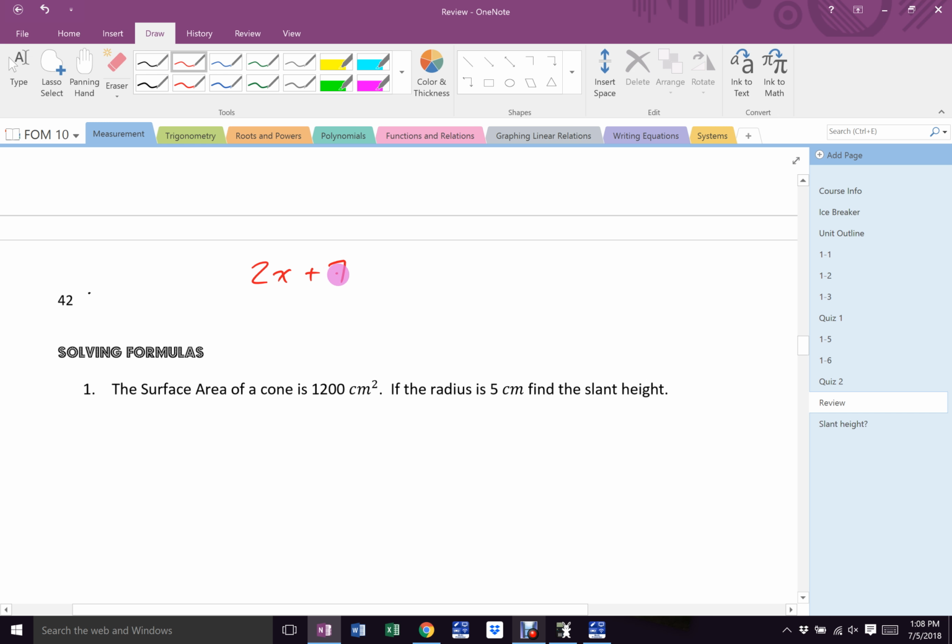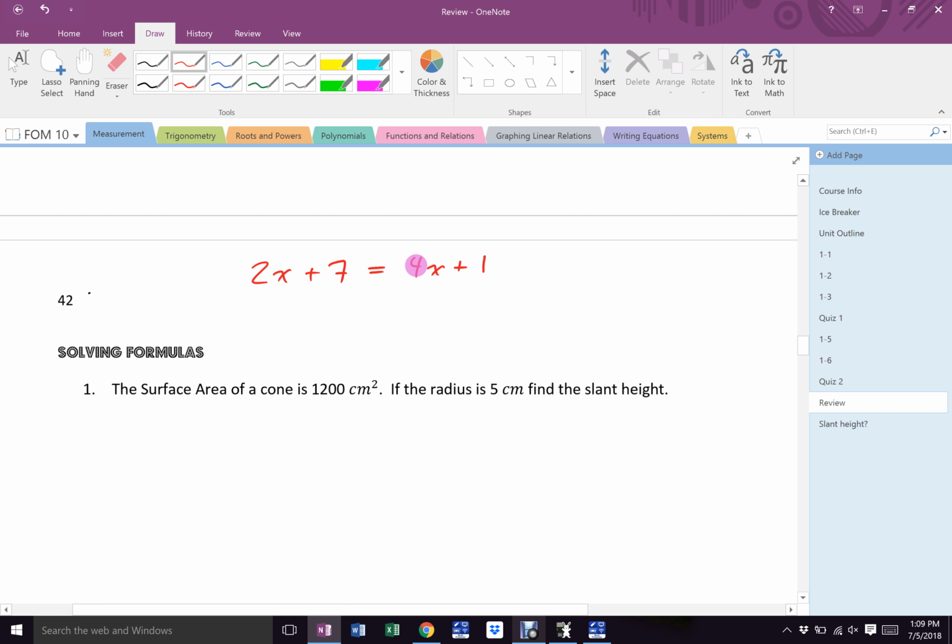2x plus 7 equals 4x plus 1. If you see algebra, if you see any mathematical equation with a letter in it, what's your job? Get the letter by itself, right? So what would you do first with this question? You'd combine some like terms. I see some X's here and some X's here. So I got to combine them, right?